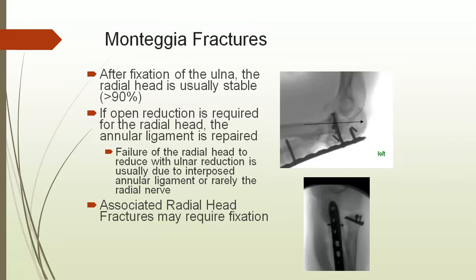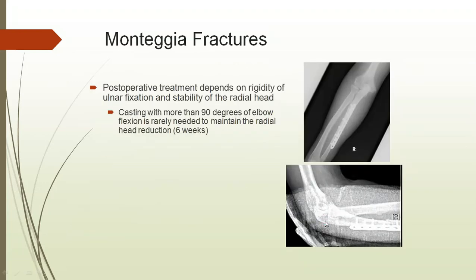So this is an example for Monteggia fracture. After fixation of the ulna, radial head is usually stable. See here, after ulna is fixed with the plate, again, radial head has come into its normal position. If open reduction is required for the radial head, the annular ligament must be repaired. Associated radial head fractures may require fixation. Yes. So these are one of the post-operative X-ray of the Monteggia fracture dislocation.